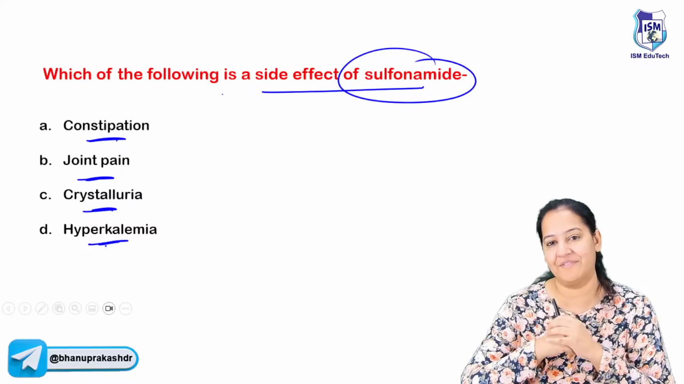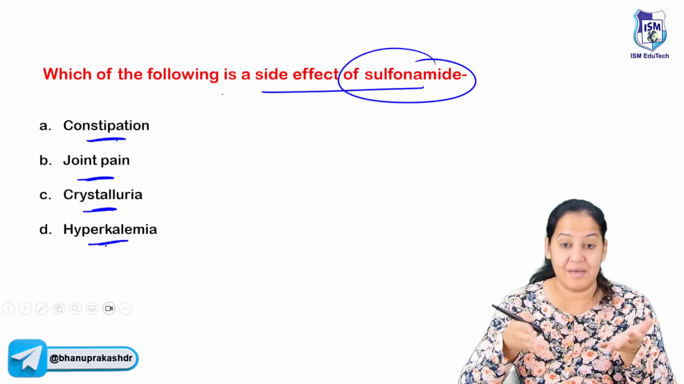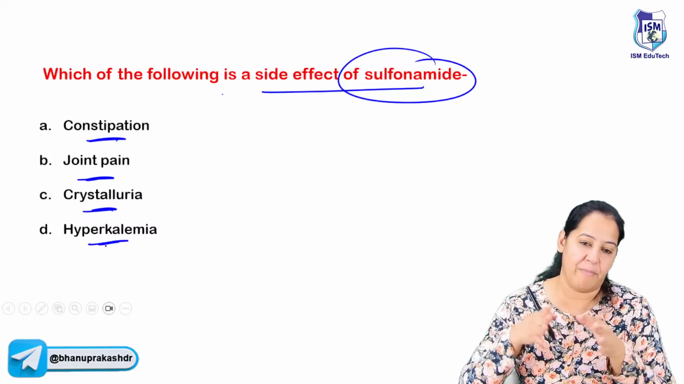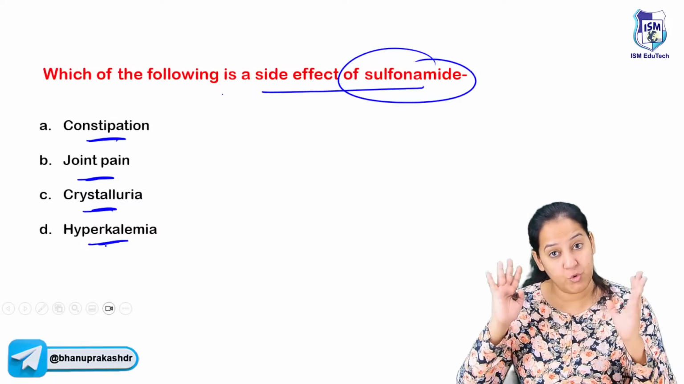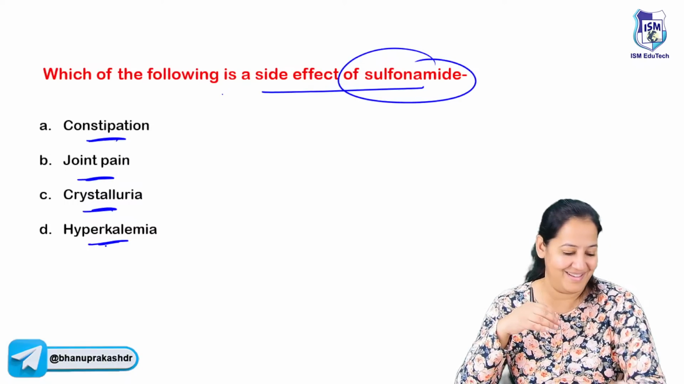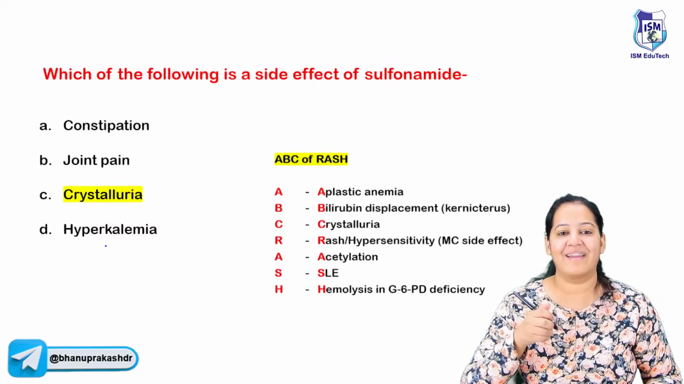The third master table we will make. I will try to give you maximum master tables today so that your pharmacology can be compacted as much as possible. We will discuss a few questions, but based on each question I'm telling you 20, 30 questions. What is the correct answer? The correct answer is crystalluria.